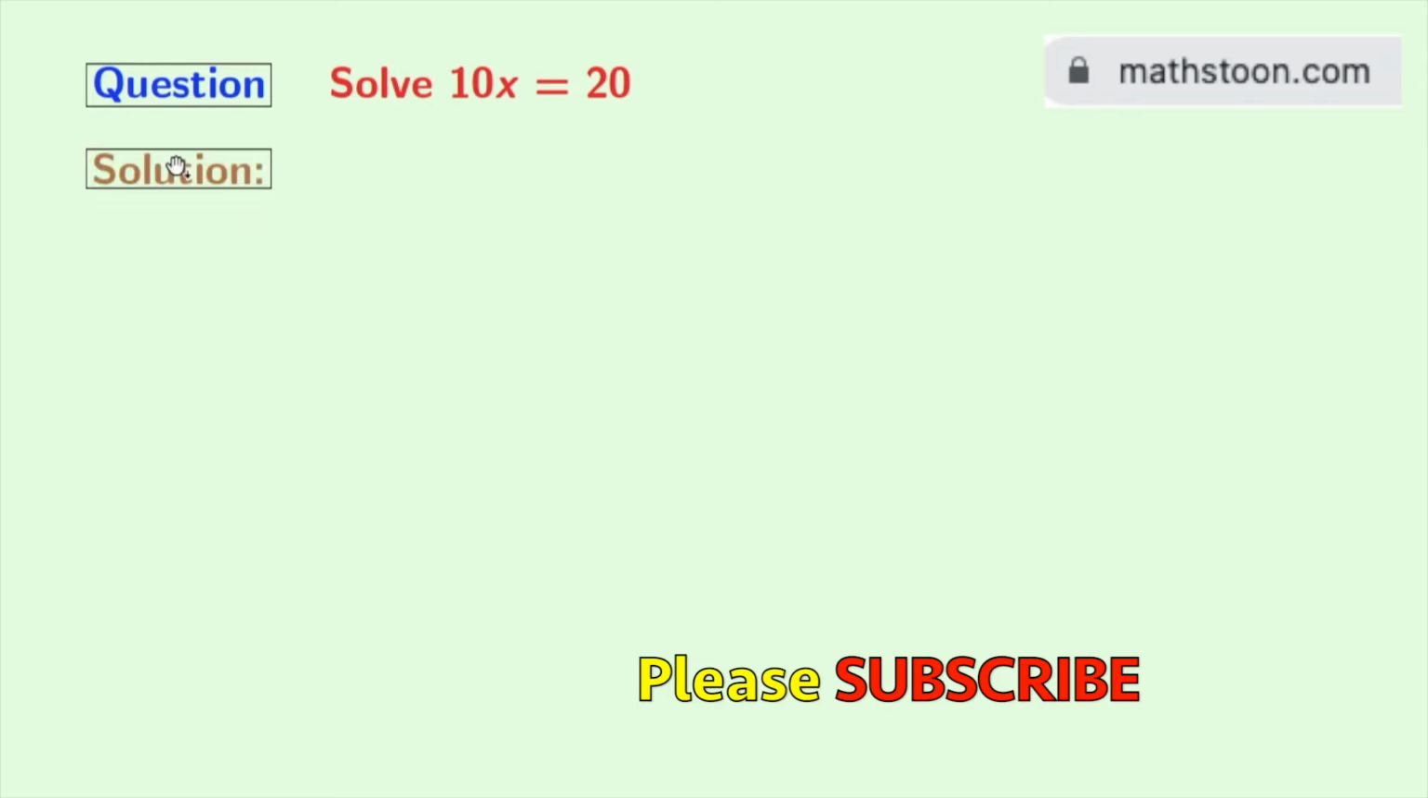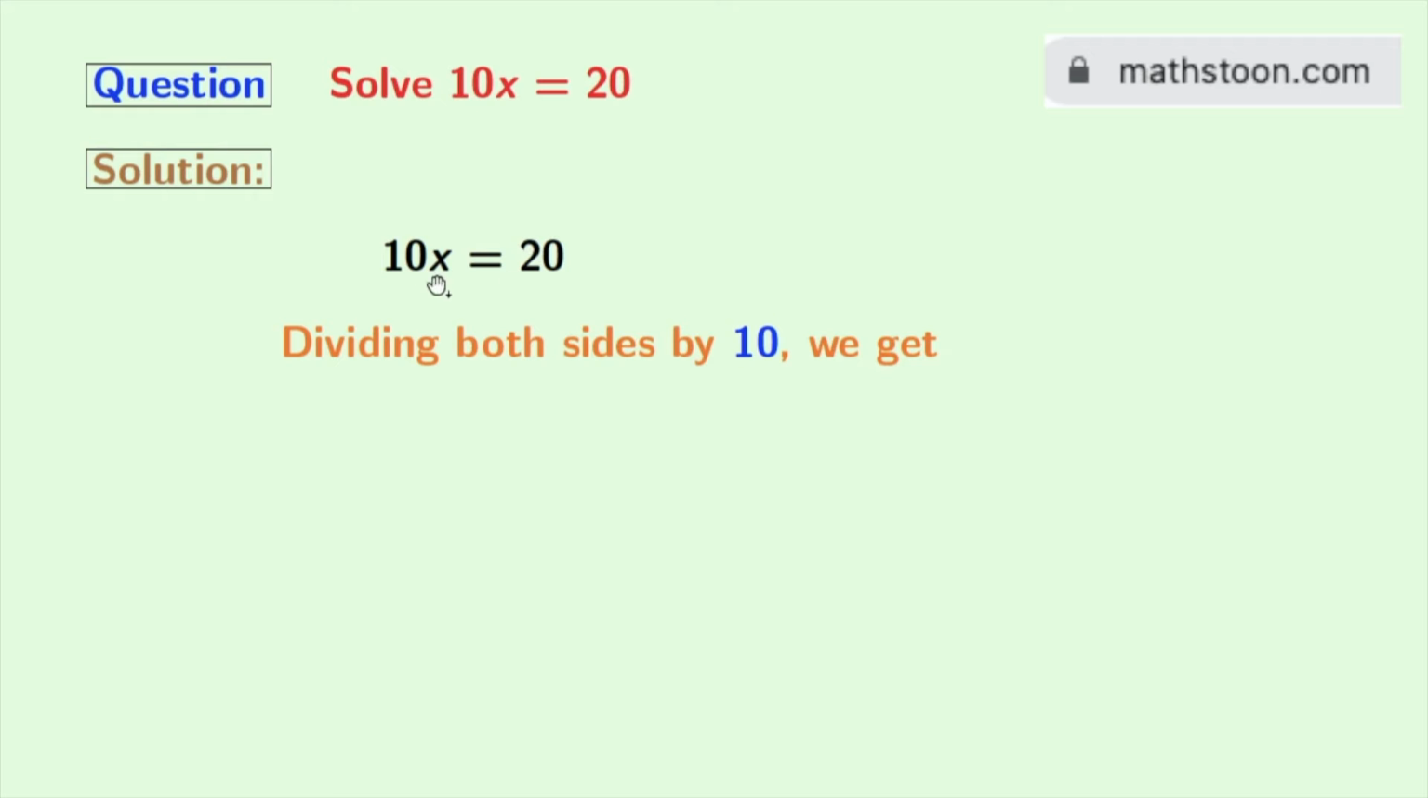Now let's start. Look, this is our given equation. Now we have to find the value of x. To do so, see that the coefficient of x is 10 here. That's why we will divide both sides by 10.